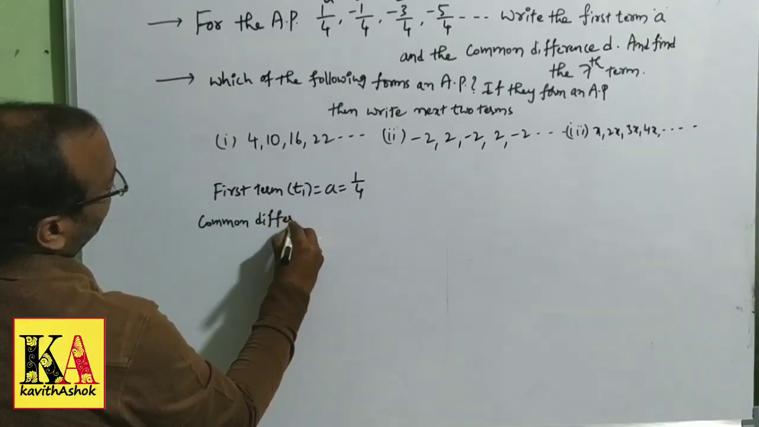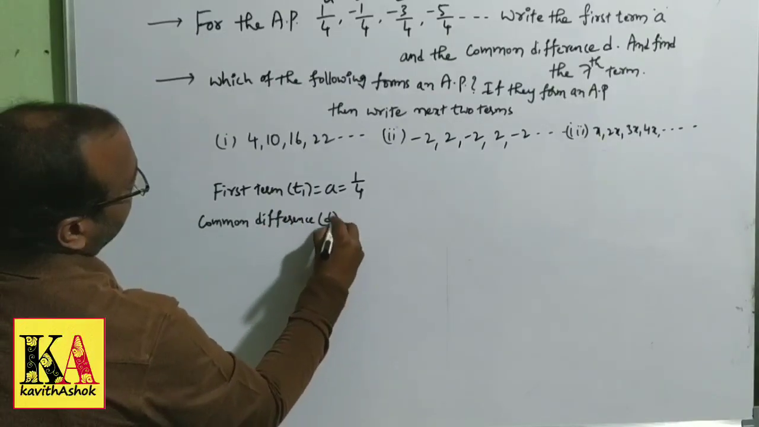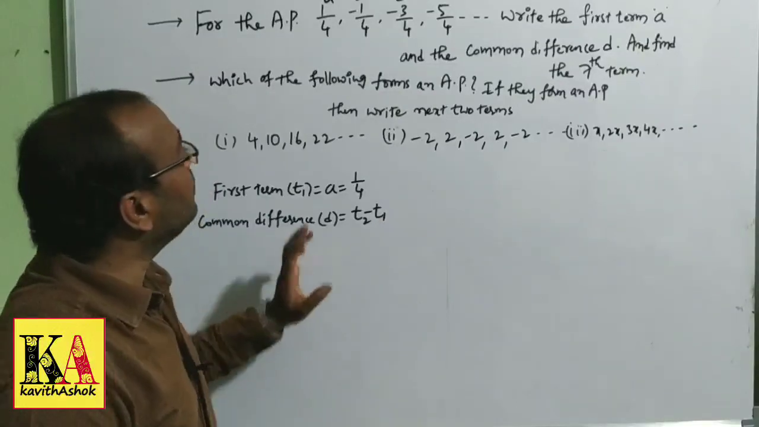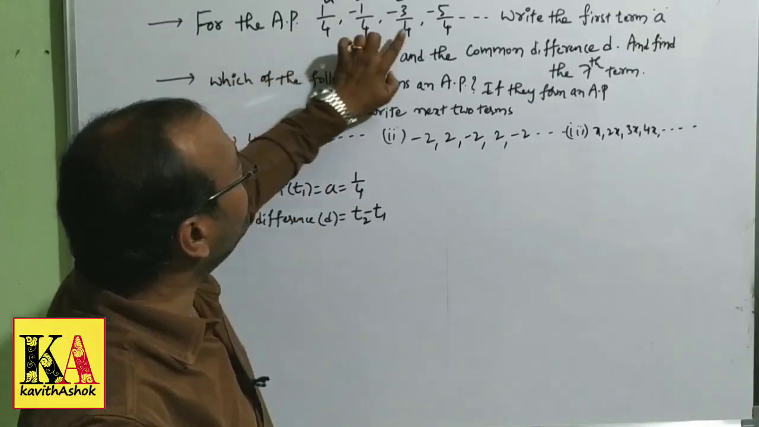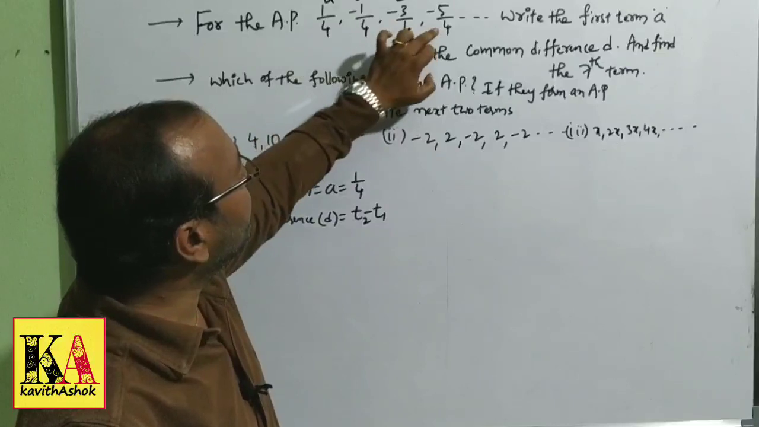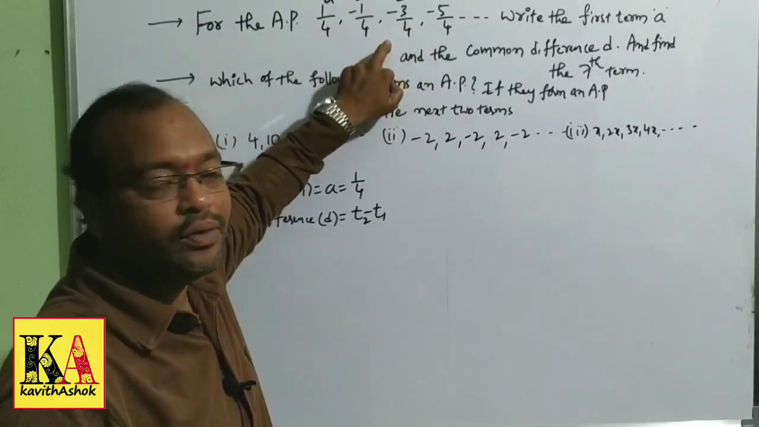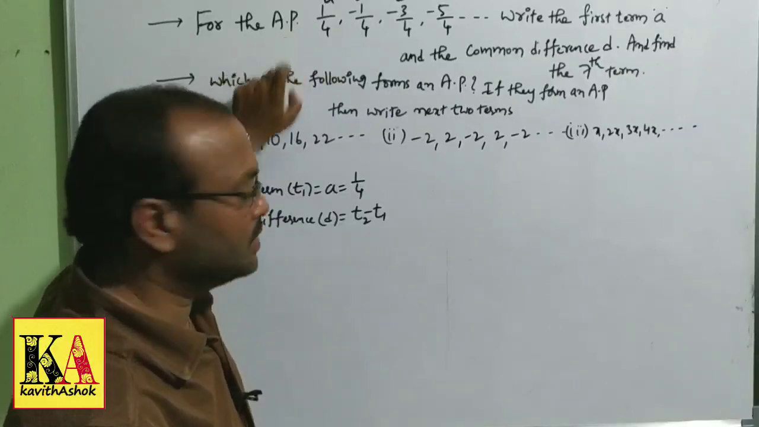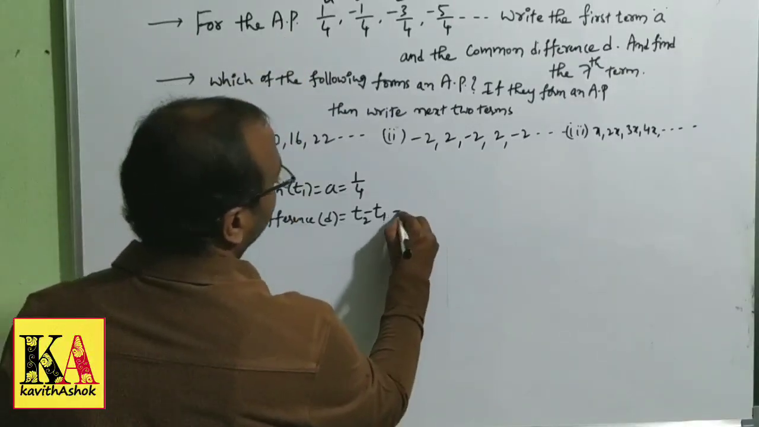Common difference D is equal to T2 minus T1. It is enough. Either we can take T2 minus T1, or T3 minus T2, or T4 minus T3. We can get the same thing. Why? Because he only specified that it is an arithmetic progression. So that's why T2 minus T1.